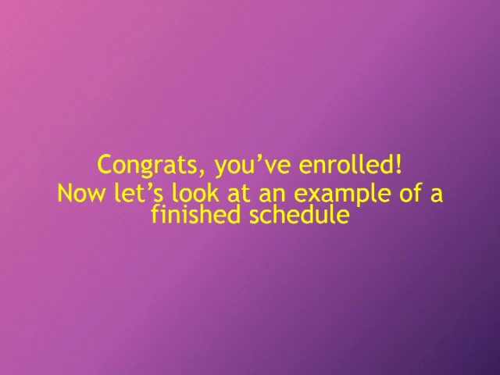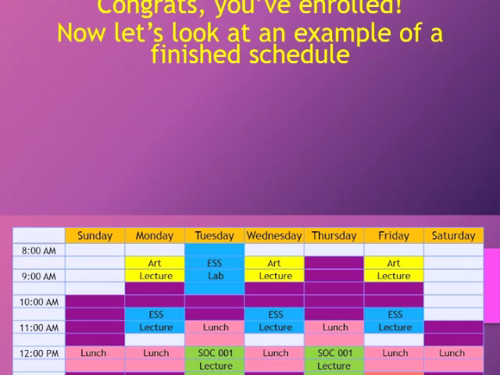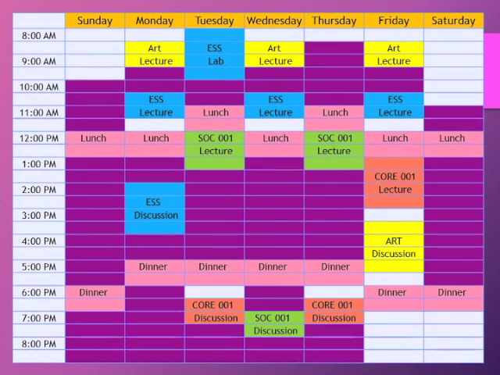Congratulations, you have now enrolled in your courses. Now let's look at an example of what a finished schedule looks like. Let's look at this example. In the following example, the student has registered for the art class. See how there is a discussion for the art class that the student has registered for as well and has planned for in their schedule.